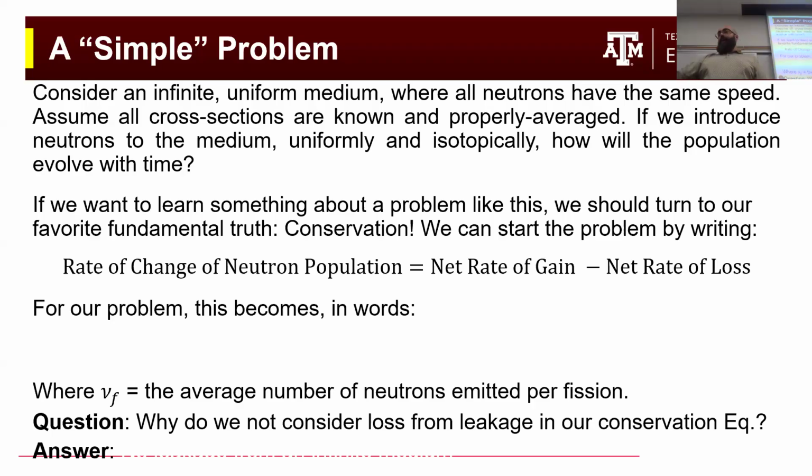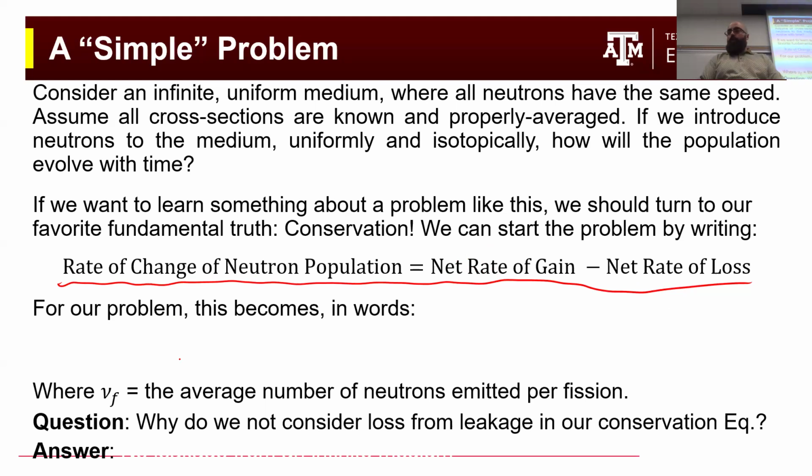And we want to ask the question and figure out how that population would evolve with time. The way that we would do that is with conservation. We would write a conservation statement, just like what we wrote before, that the rate of change of my population equals all of the rates of gains minus all of the rates of losses. So in words, we could say that the change rate of our neutrons equals the ways that neutrons are gained in this problem and the ways that neutrons are lost in this problem.